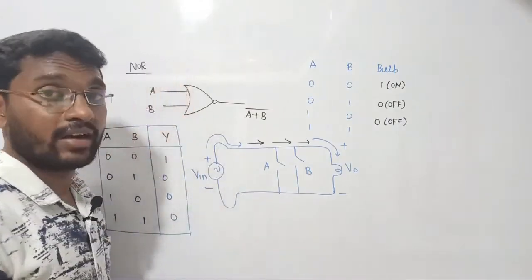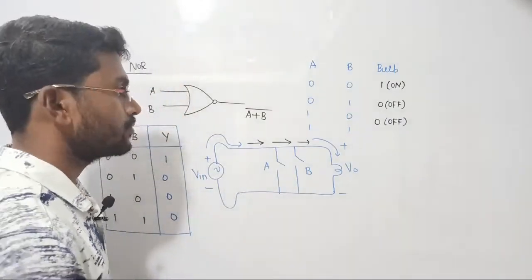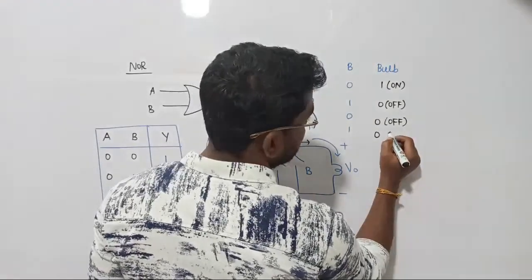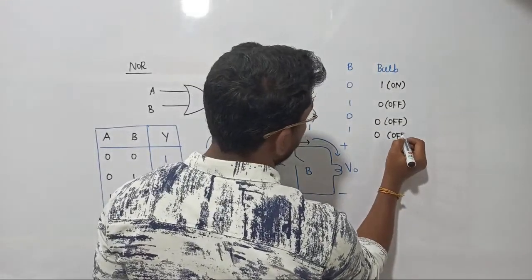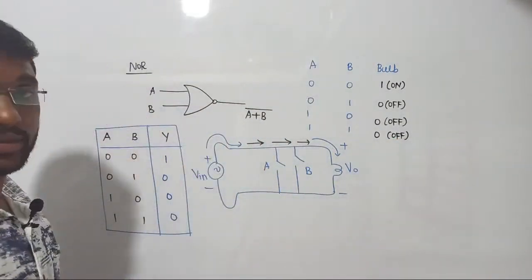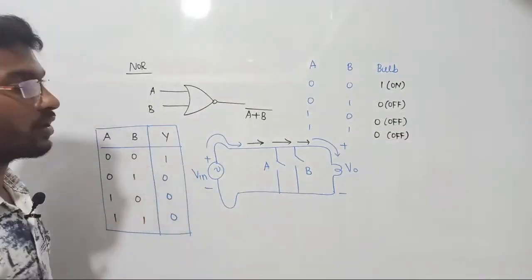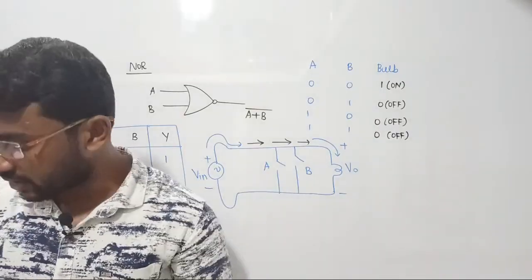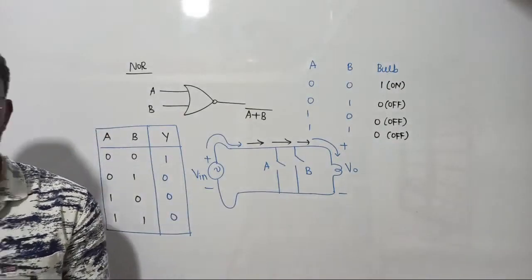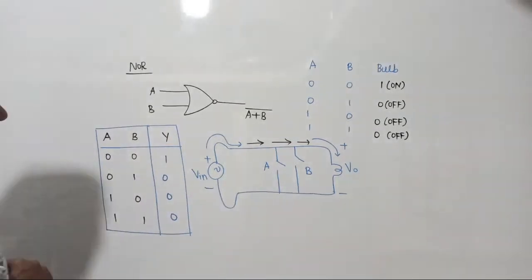Already if one line is short, it is a problem for me. If two lines are short, I cannot receive any output, such that the output is going to be off only. Am I correct? Yes. So this is the electrical equivalent circuit of your NOR gate. Clear? So let us take the XOR and XNOR gates.